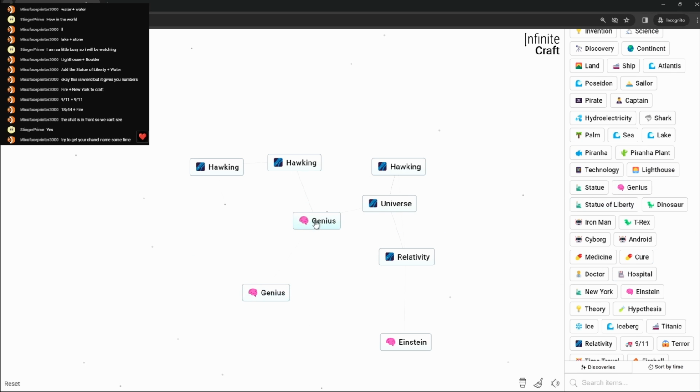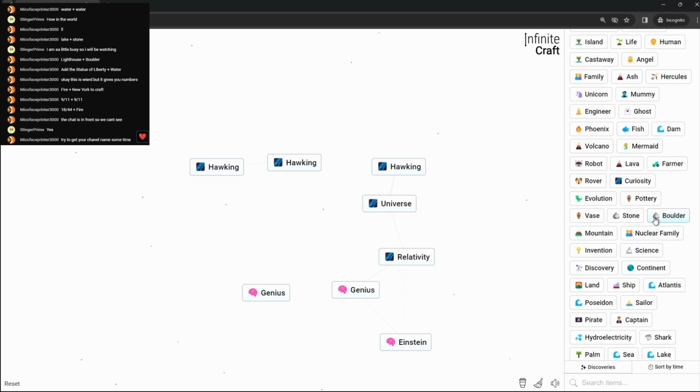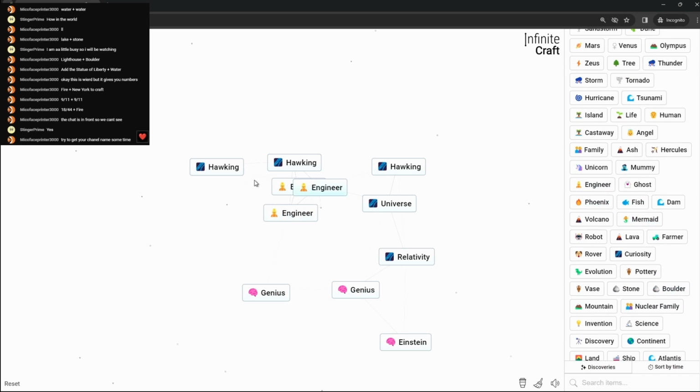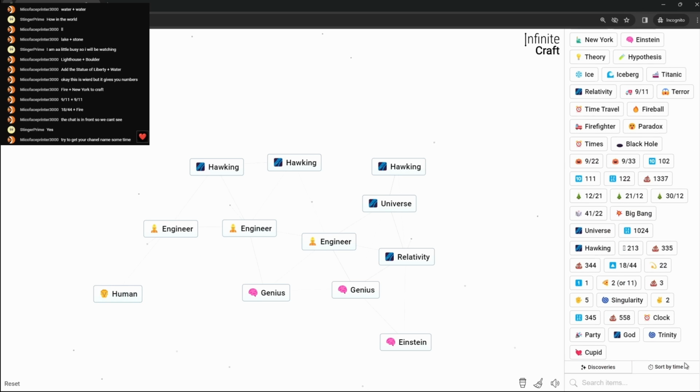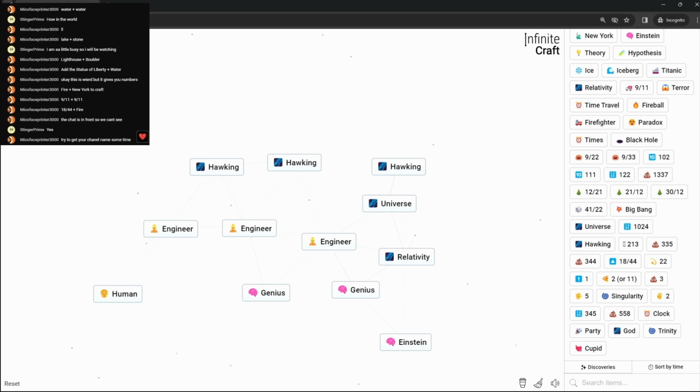Okay, let's get some geniuses. Where's the engineer again? Pretty far up. Let's also try getting maybe just some regular humans. There's got to be a way of getting mathematician. Then school, maybe? I wonder how I can get, like, learning. Because if I can get school, then I can probably get the subject.